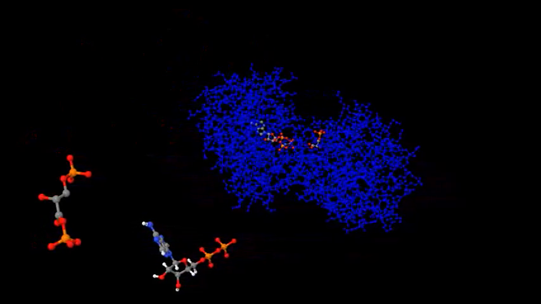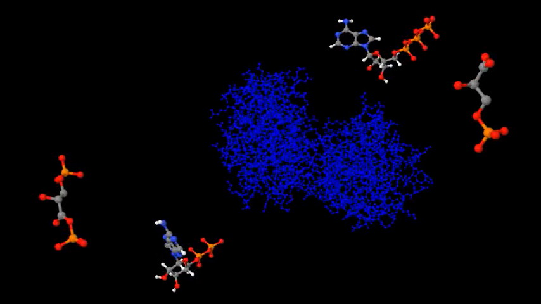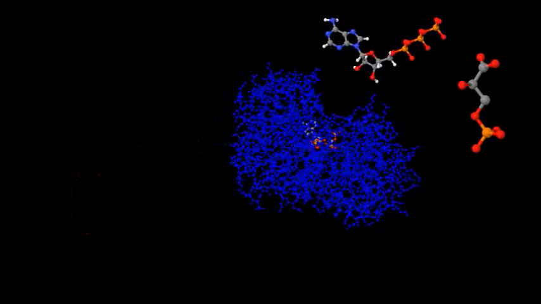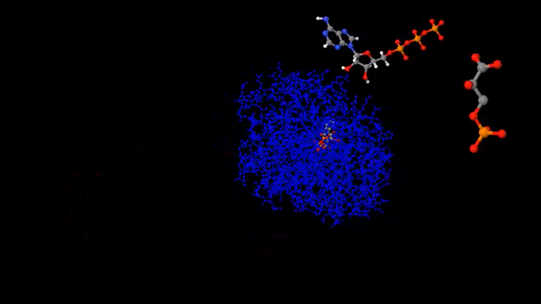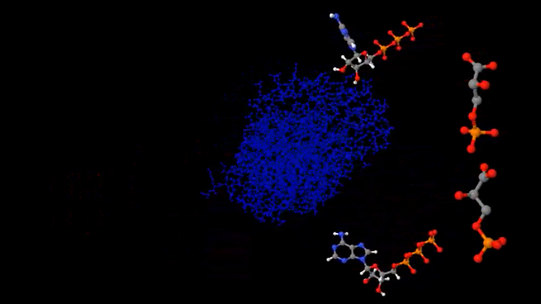Phosphoglycerate kinase takes each of these molecules and transfers one of each of their phosphates to a pair of ADP molecules, creating two new ATP molecules.